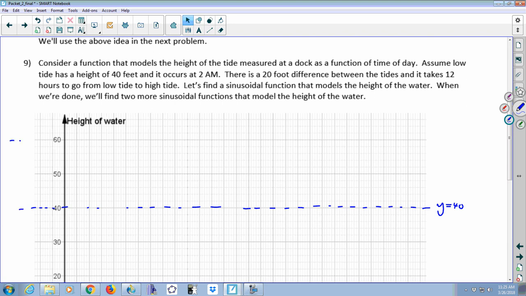And if you're at the Bay of Fundy, it's a lot more than that. Bay of Fundy is up in the New Brunswick area.